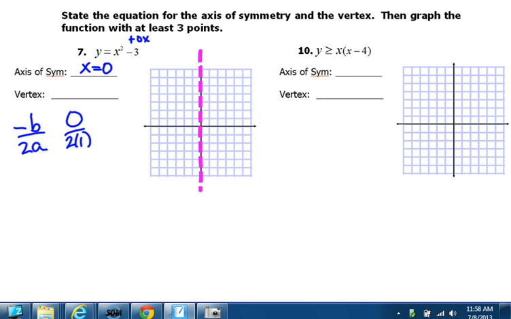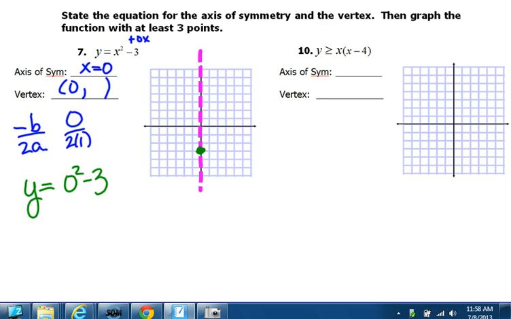Now, I know that my vertex has to be somewhere along there, somewhere along that 0. So I just have to plug in a 0. So what is y when x is 0? It's at negative 3. 1, 2, 3. Here's my y when x is 0.